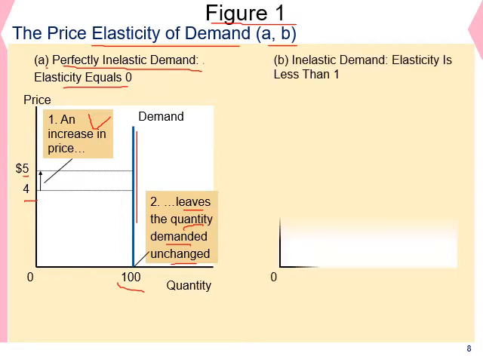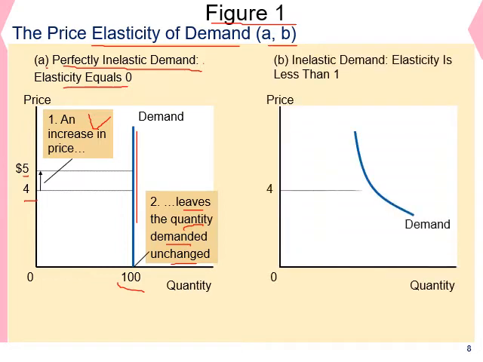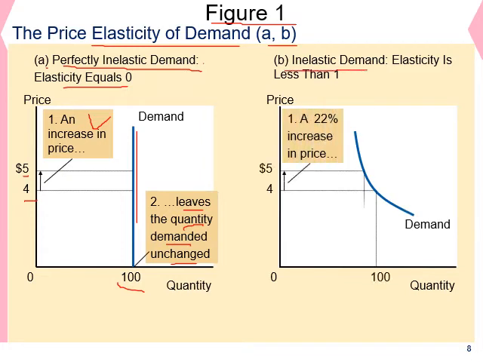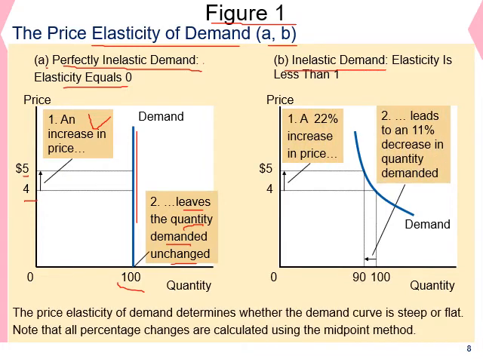On the other hand, panel B shows inelastic demand, where the value of the elasticity is less than 1. For instance, a 20% increase in the price of gold led to an 11% decrease in the quantity. In this case, demand will be inelastic. 11 divided by 22 is equal to half, which is less than 1.